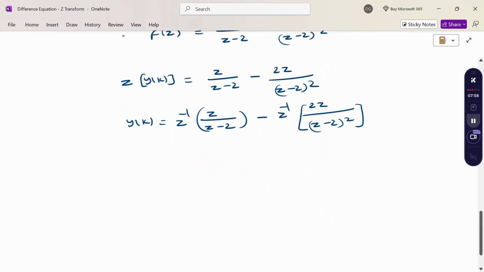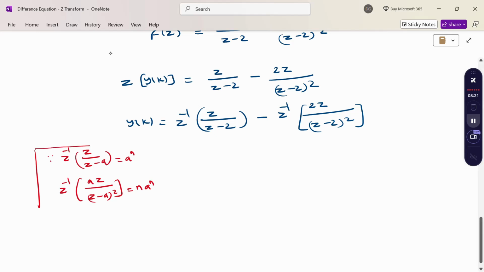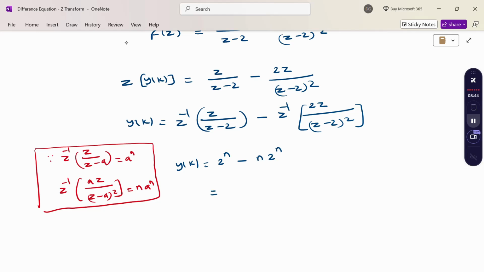So now using the result. What is the result here? Z inverse of z by z minus a is a power n, and Z inverse of z by z minus a whole square is nothing but n into a power n. So this result I am going to apply. Therefore y of k is nothing but 2 power n minus 2 times n into 2 power n, since a is 2. Taking 2 power n common, y of k equals 2 power n into 1 minus 2n. So this is the solution.